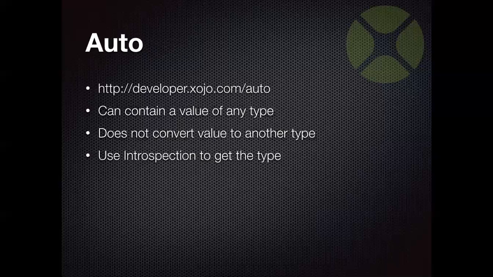And the other thing to remember is, because it does not convert to the other type, you have to use it as the appropriate type. So if you put an integer into an auto variable, it's treated as an integer at that point. So if you want to convert it to a string, you actually have to get it into an integer and then use the appropriate methods to convert the integer to a string.